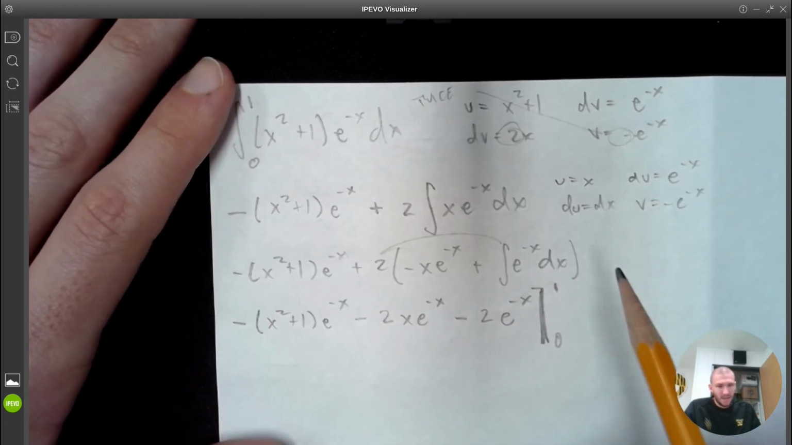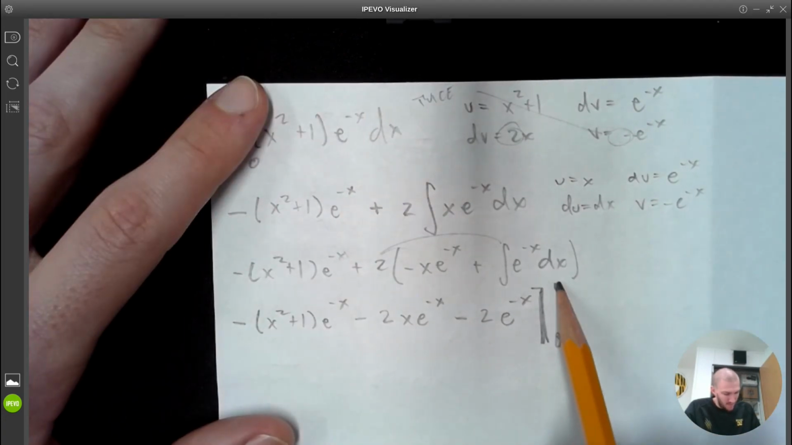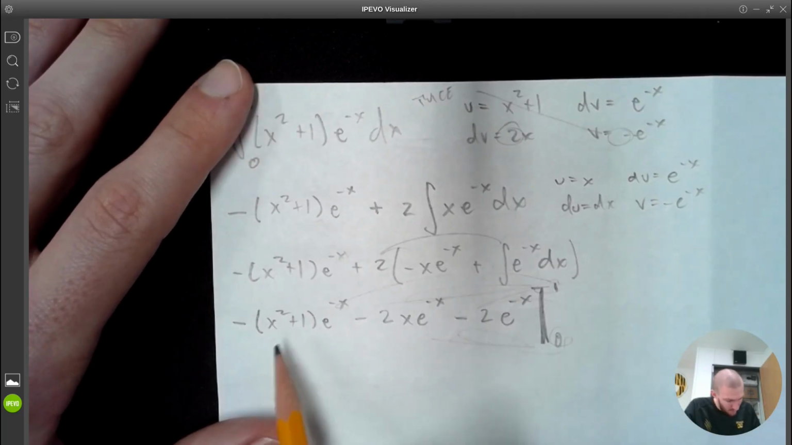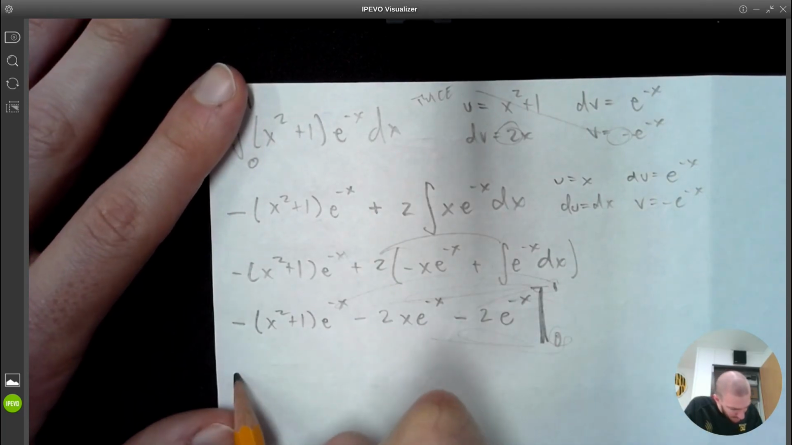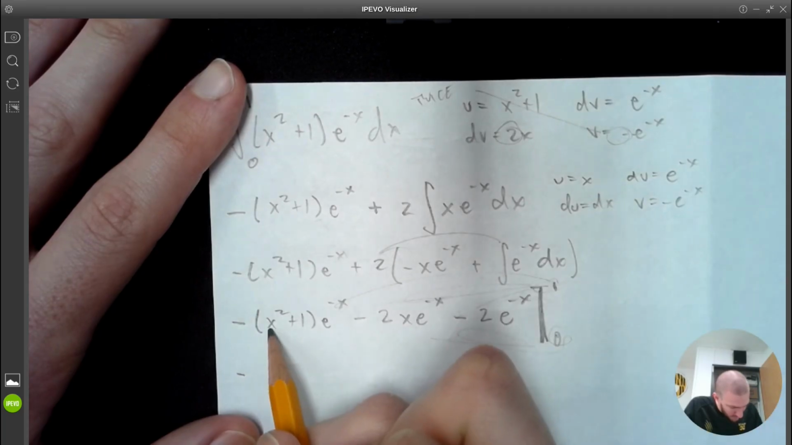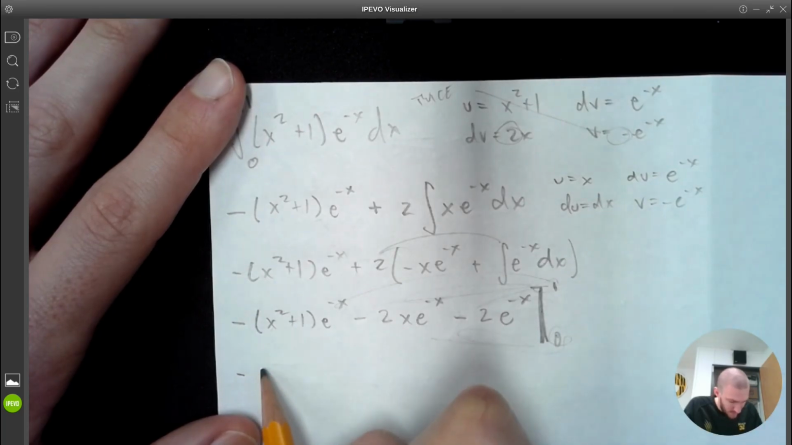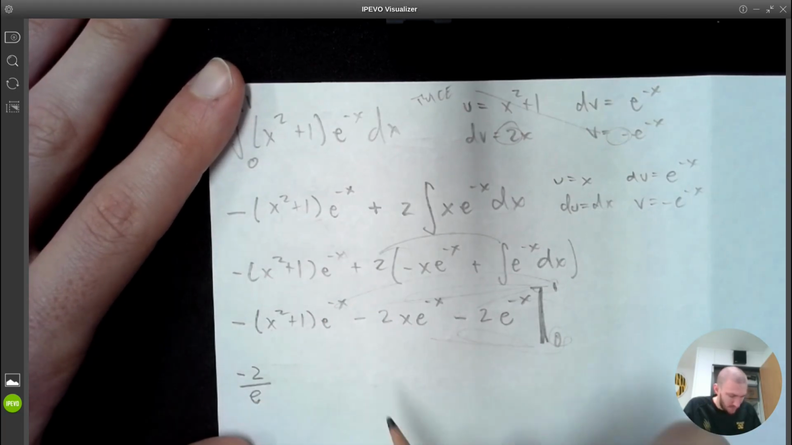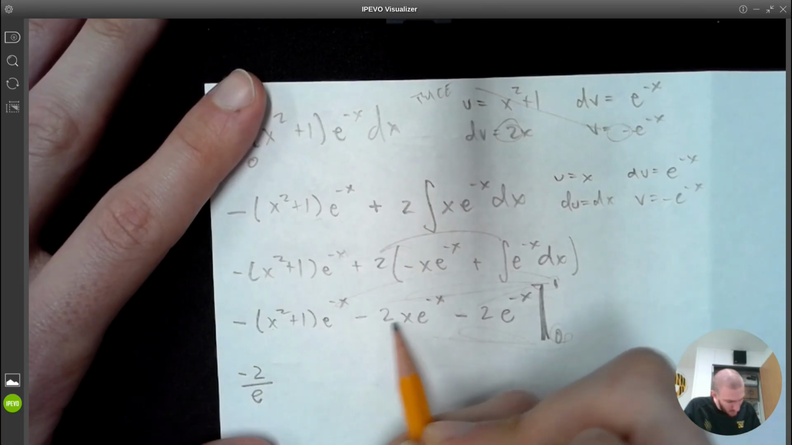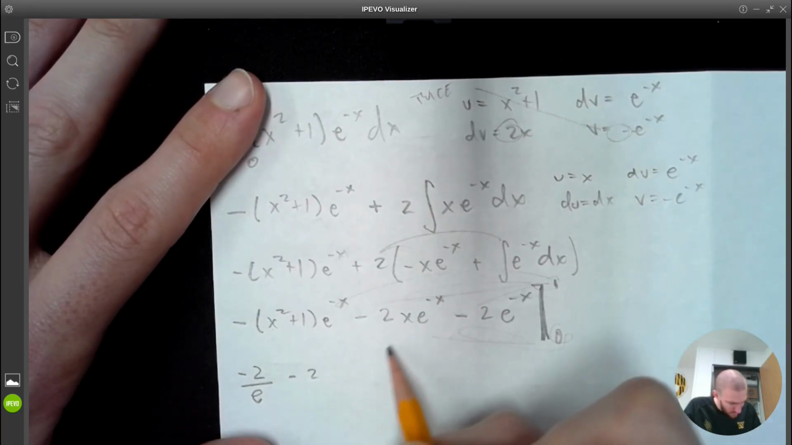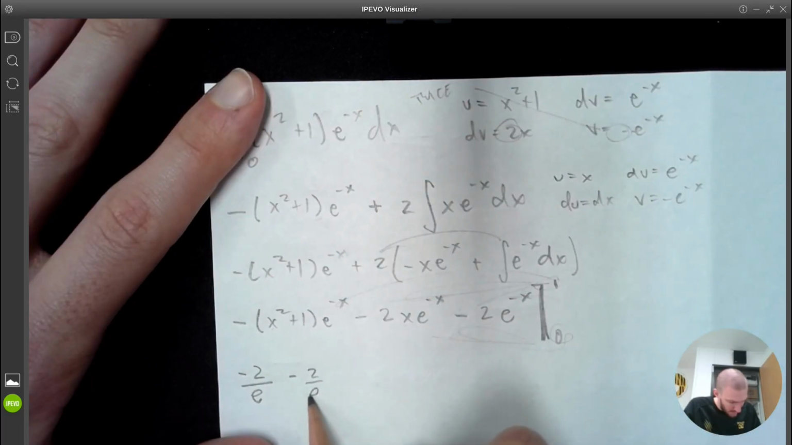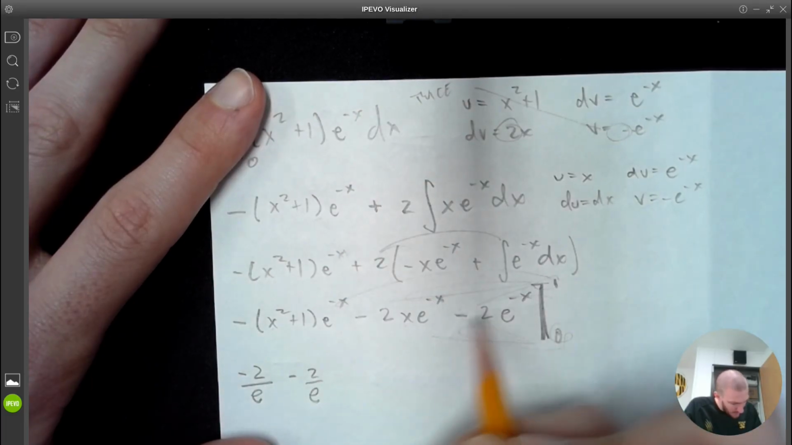Okay. When we're doing these, same thing, plug the 1 in, and then plug the 0 in. So let's plug in a 1. That's going to be negative (1 squared plus 1), which is 2, times e to the negative 1, which is going to be an e on the bottom. Let's plug in a 1. Negative 2 times 1 times e to the negative 1, which is going to be an e on the bottom.